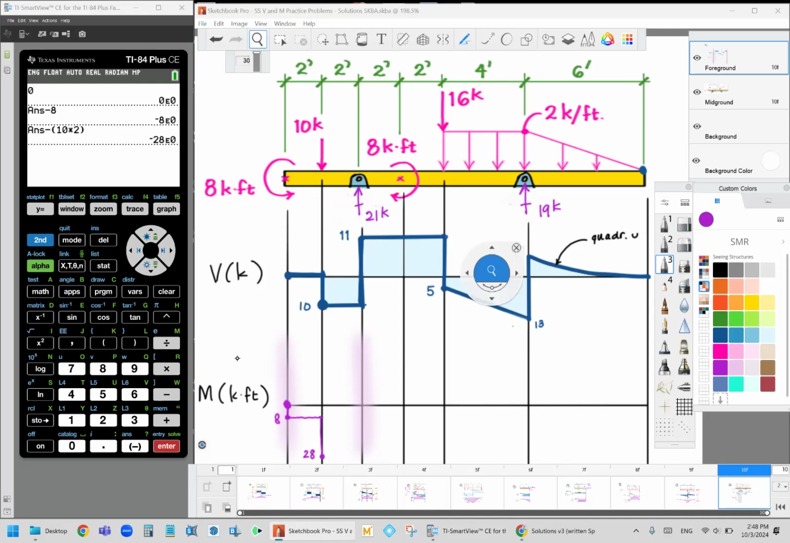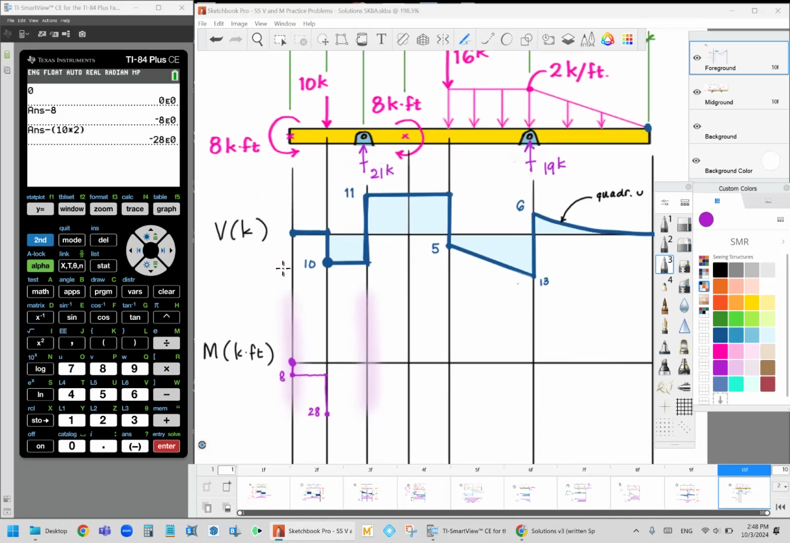That is not correct. Sorry about that. Here is where -28 is. That's where -28 is. How do I get there? Constant integrates to linear, so I'll add that in as well.